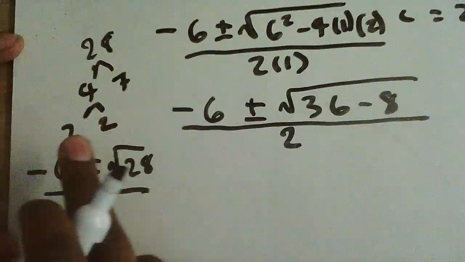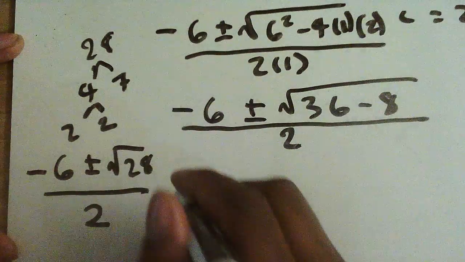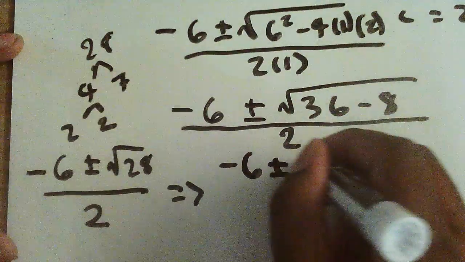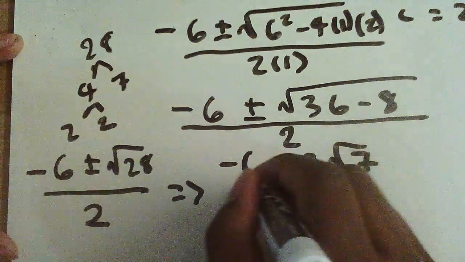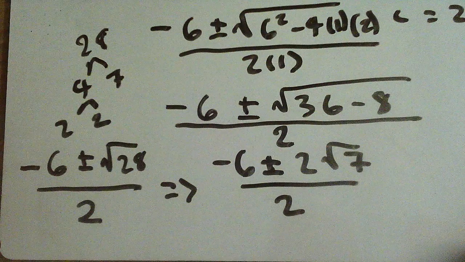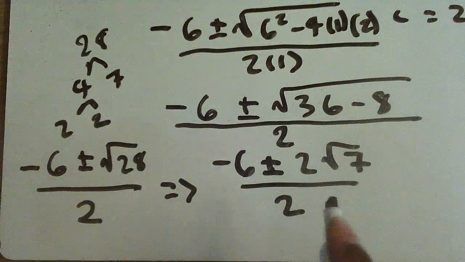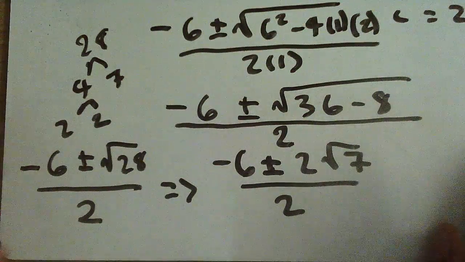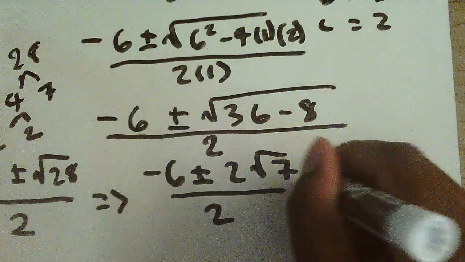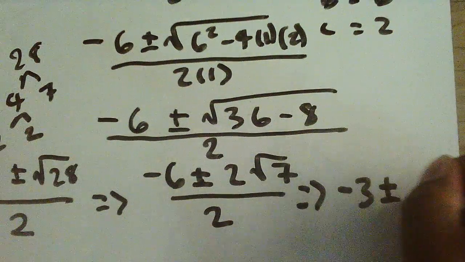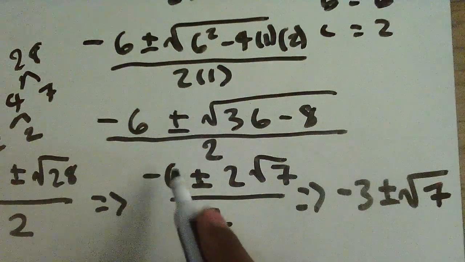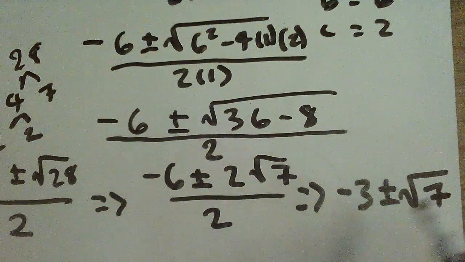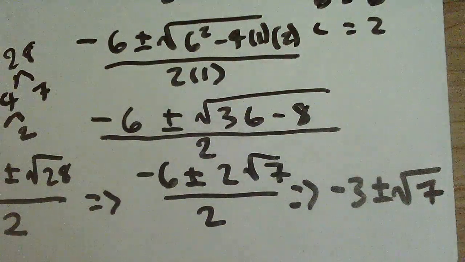We've got a pair here. Once again, they get married. They come out of the radical. And so you end up with negative 6 plus or minus 2 root 7 over 2. Now, the beautiful thing about this problem is both 6 and 2 are divisible by what? 2. So this ends up being negative 3 plus or minus the square root of 7, because negative 6 divided by 2 is negative 3. 2 divided by 2 is just going to leave you with root 7. And that's it.